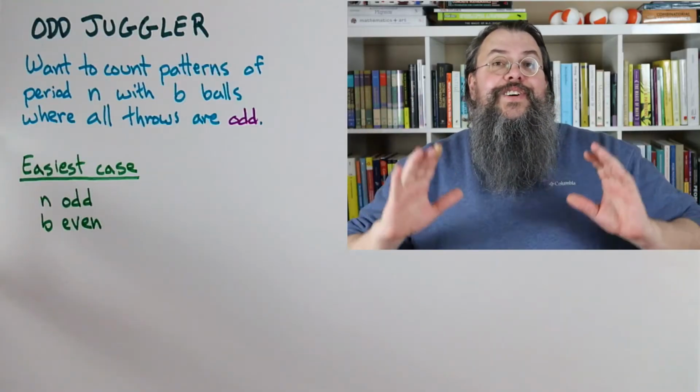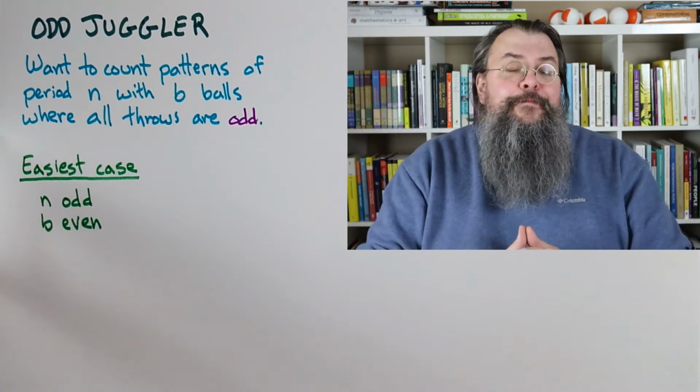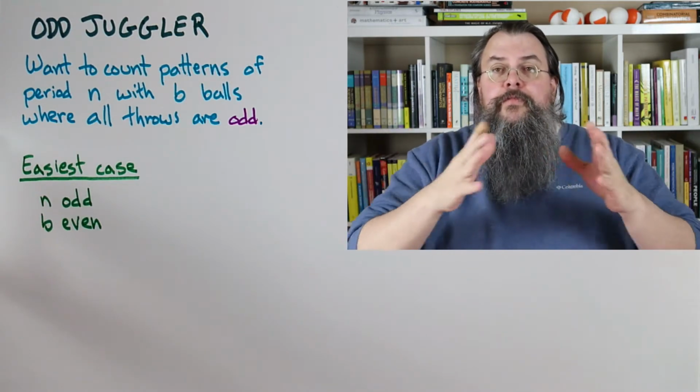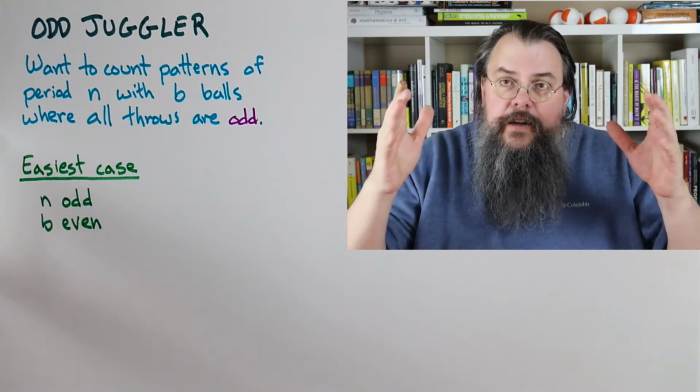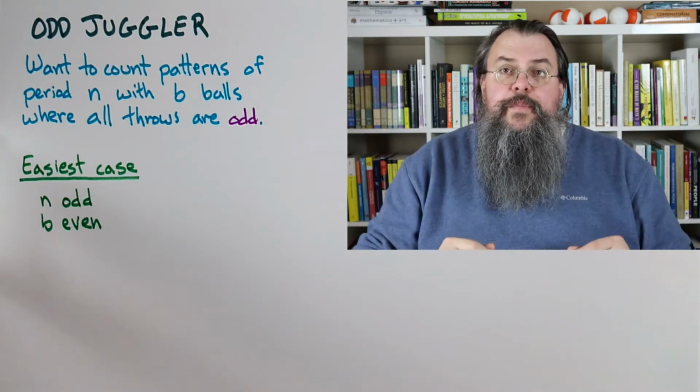Okay, well, there's a natural question. If we want to make sure that all our throws are odd, how many such patterns are there? And we're going to discover that the answer is kind of interesting, in that a couple of different possibilities emerge. So let's start with probably the simplest case. Let's suppose that our period is an odd number and the number of balls that we want to juggle is an even number.